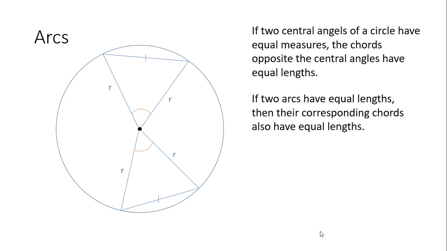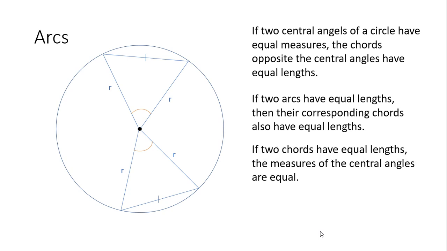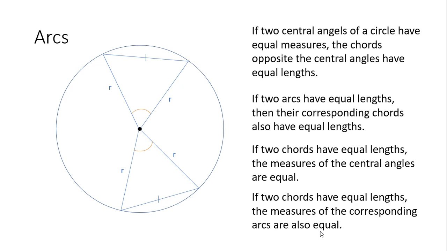And if the arcs have equal length, then their corresponding chords will also have equal length. Conversely, if the chords have equal length, then the central angles have equal measures. And if the chords have equal length, then the measures of the corresponding arcs are also equal.